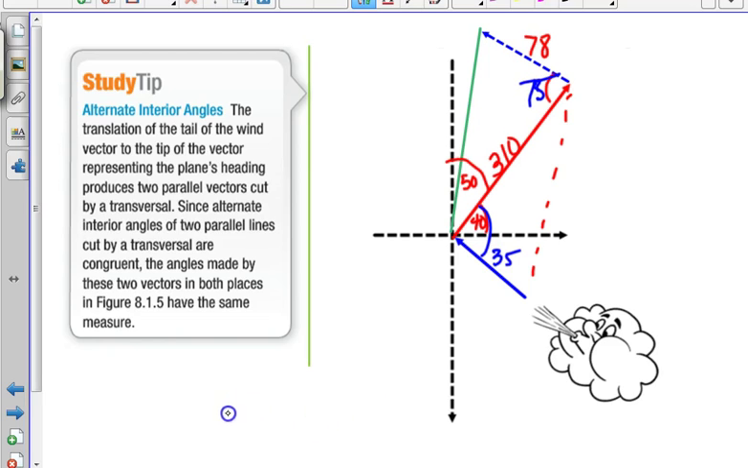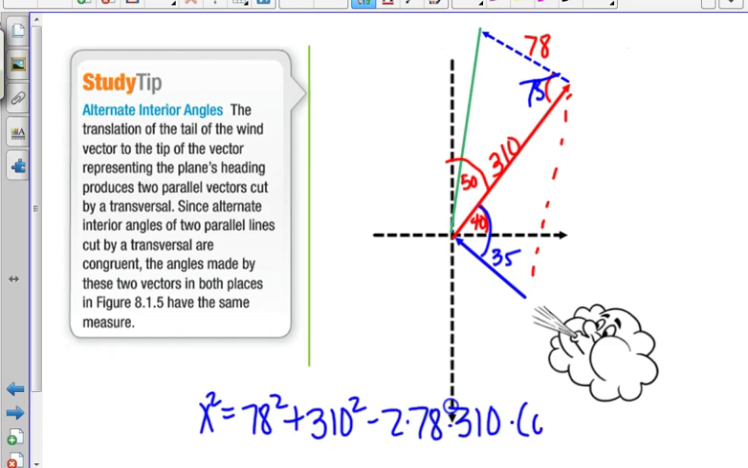So if we did law of cosines, does anyone remember law of cosines? 78 squared plus 310 squared minus 2 times 78 times 310 times the cosine of 75 degrees, okay? Typing very fast, that gives me a great big number that I then have to square root, and it comes out 299.4. Does that sound familiar? Okay.